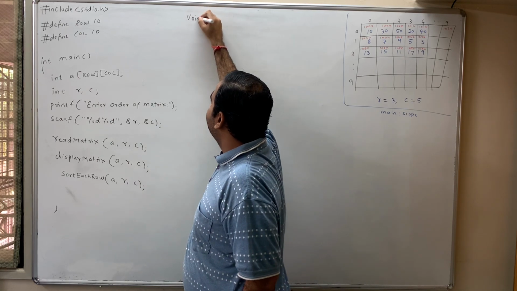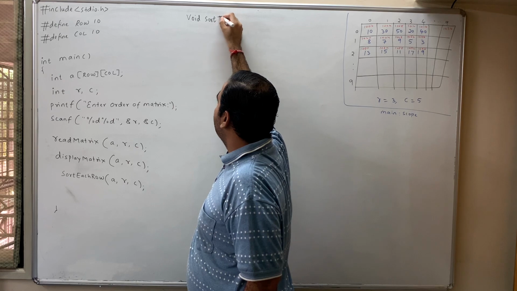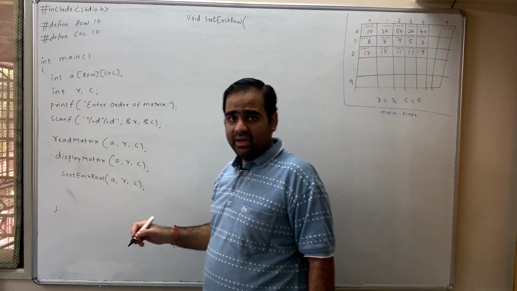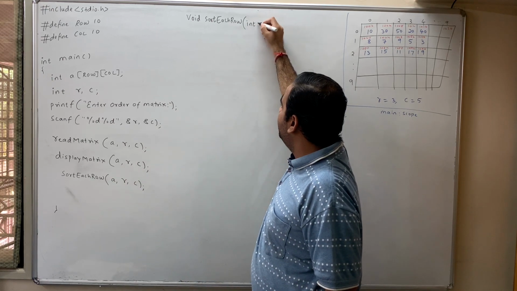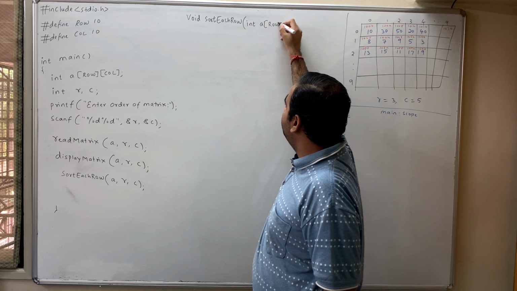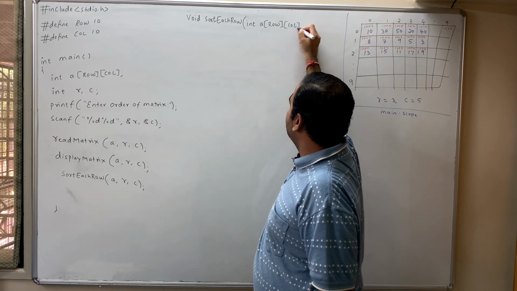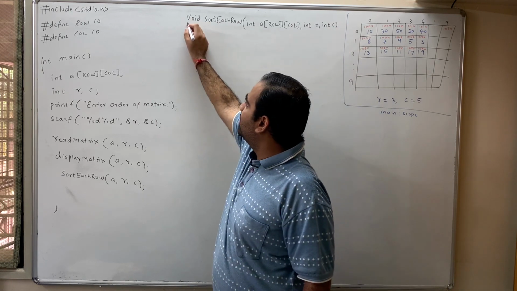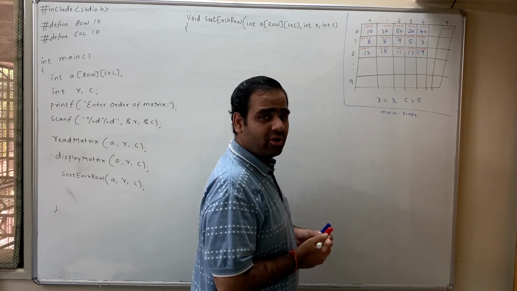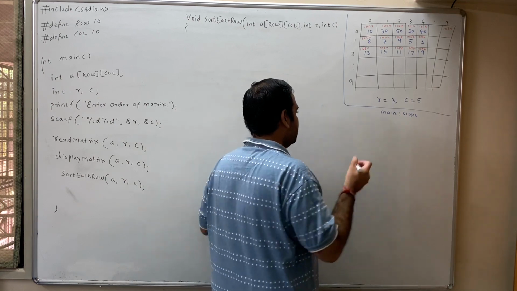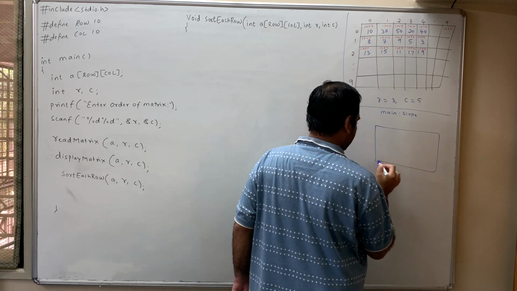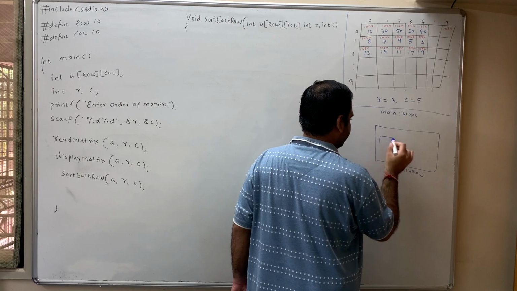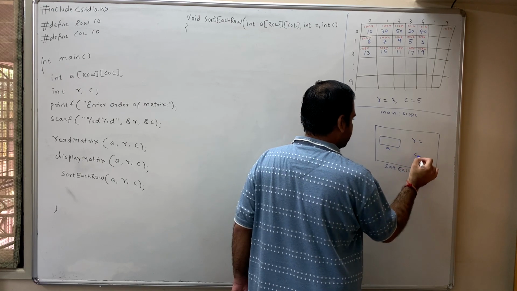We say void. What is the function name? The function name is sort each row. The first parameter is A, an integer two-dimensional array, int A of row column. What is the second parameter? The number of rows, R. And the third parameter is the number of columns, C. Now what will happen? As soon as you call the function, the scope of the function gets activated. Now this is sort each row. The first parameter is A, the next parameter is R, and the next parameter is C.